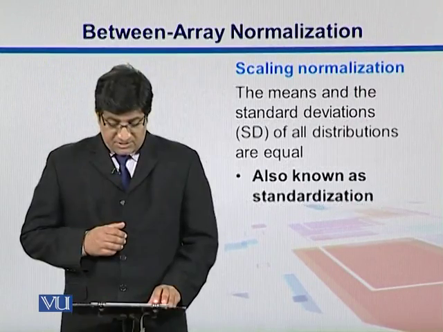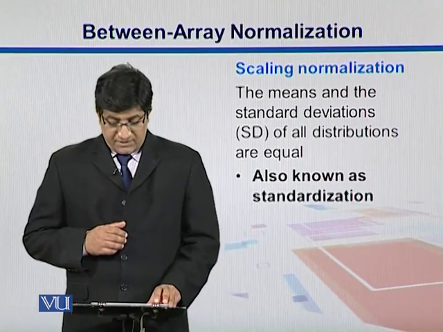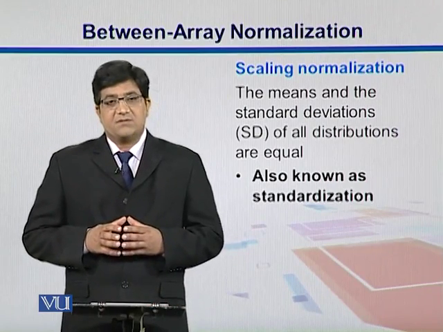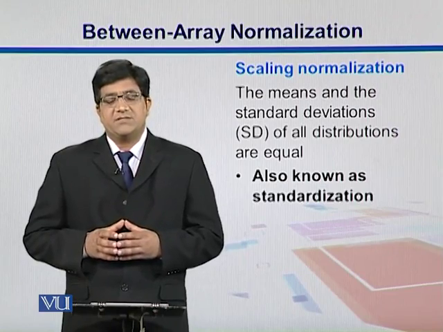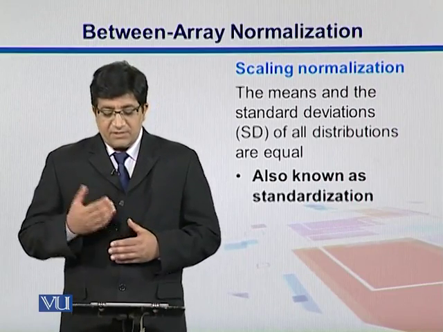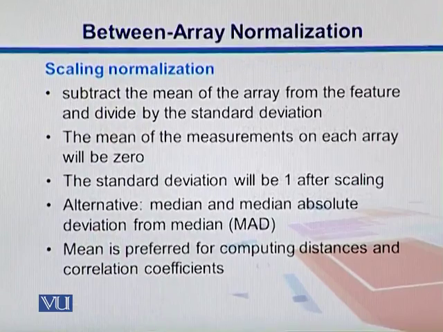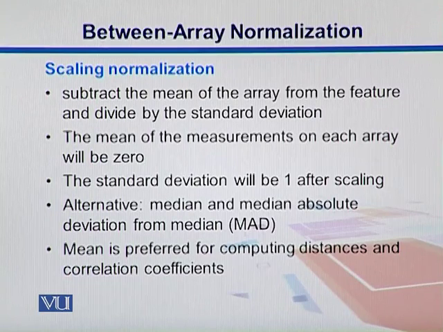So in scaling normalization, the means and the standard deviations of all distributions are equal. So we assume equal variance and equal mean, and we also call this process standardization. What we do is we subtract the mean of the array from the features and divide by the standard deviation. In this way we come up with some values. We call them z values or standard values, which we have seen earlier in z distributions. We call it a standardization procedure also.